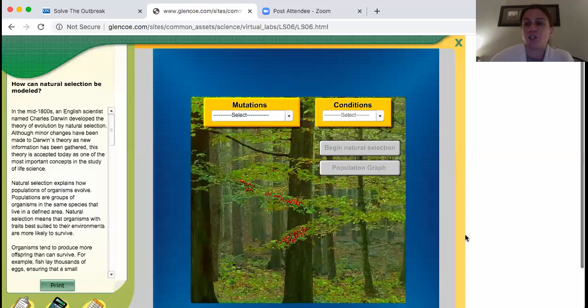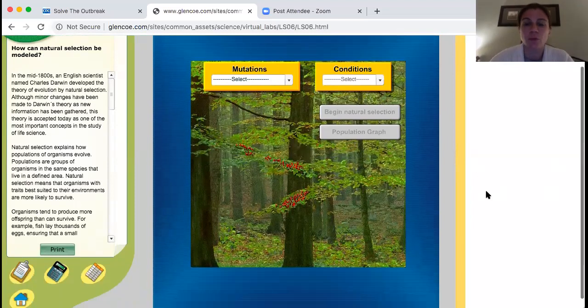Okay, eighth graders, so you're going to be doing a lab this week on natural selection. Once you follow the website to the actual web page, this is what you will see. It says, how can natural selection be modeled? It talks a little bit about Charles Darwin and natural selection, which is nature choosing who lives and who dies based on the traits for the environment. What you're going to be looking at in this lab is a rabbit population.